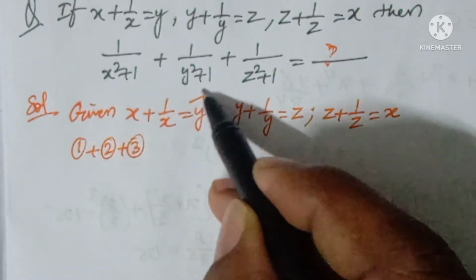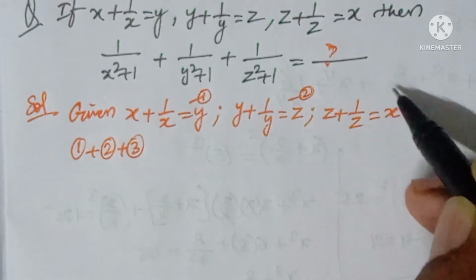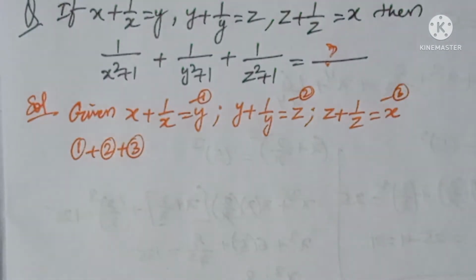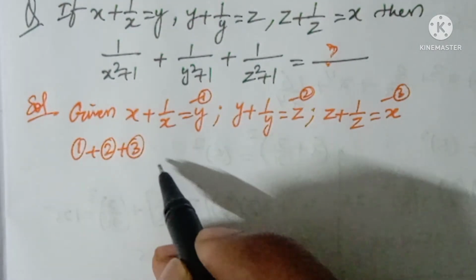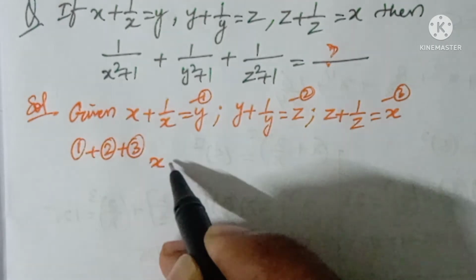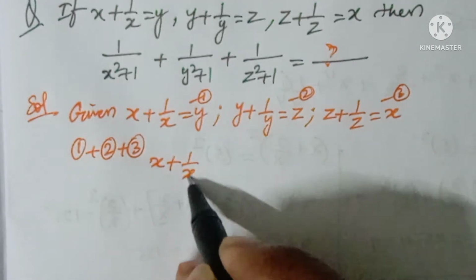So let it be 1, let it be 2, let it be 3. Adding 1, 2, 3. This is the main step here we are having. So watch until the end so that you can get the logic. At the end you will get the answer and I will explain how you will get the answer in this.